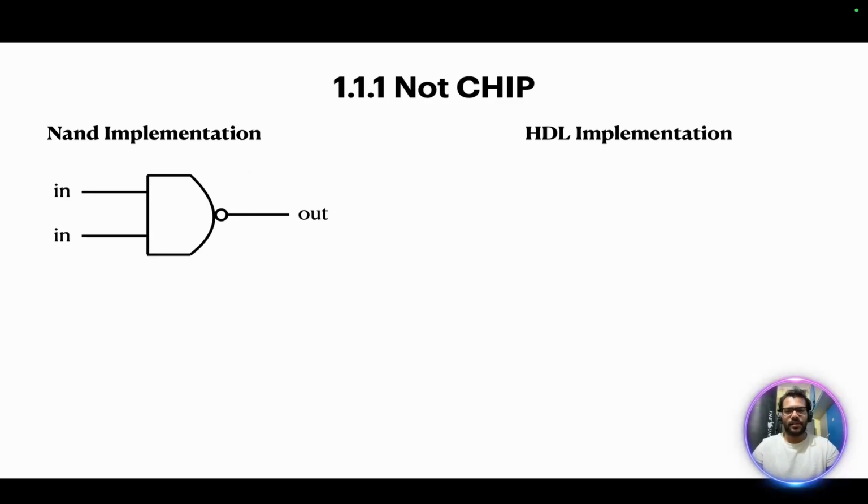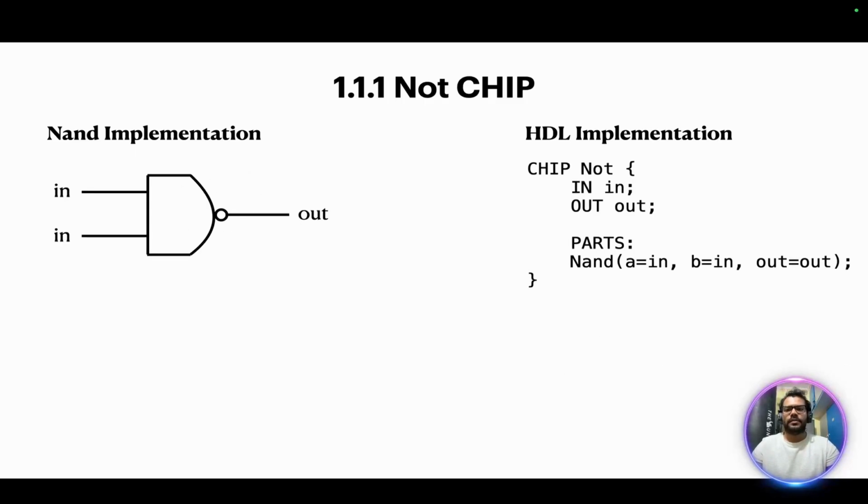Let's look at the HDL implementation. So you just say chip and you give NOT, you declare the variable input, and you declare the output variable, and you have the inbuilt given NAND function. Input A is in and B is in and output is out. Later I'll do the implementation on the IDE and we'll see that this works.